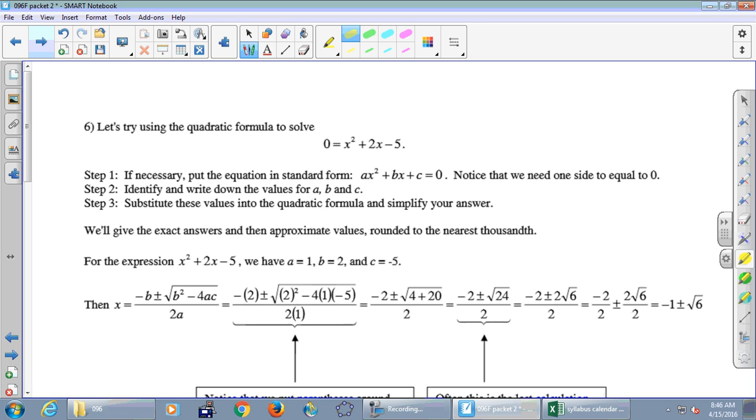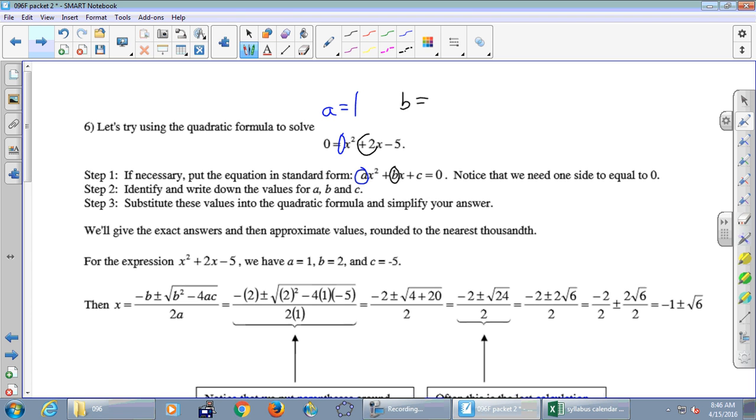Second step, identify and write down the values for a, b, and c. A is always the number touching x squared. What is the number touching x squared in this example? It's an invisible 1. B is always the number touching x. What is it in this example?